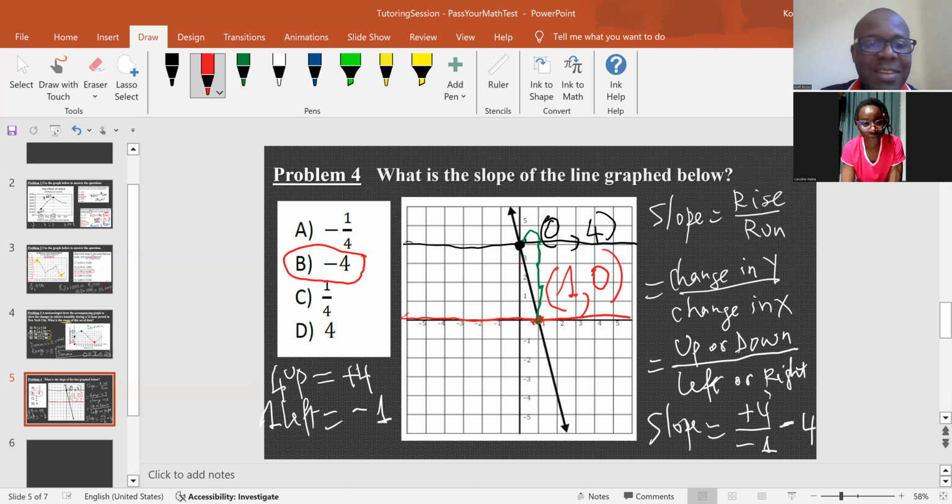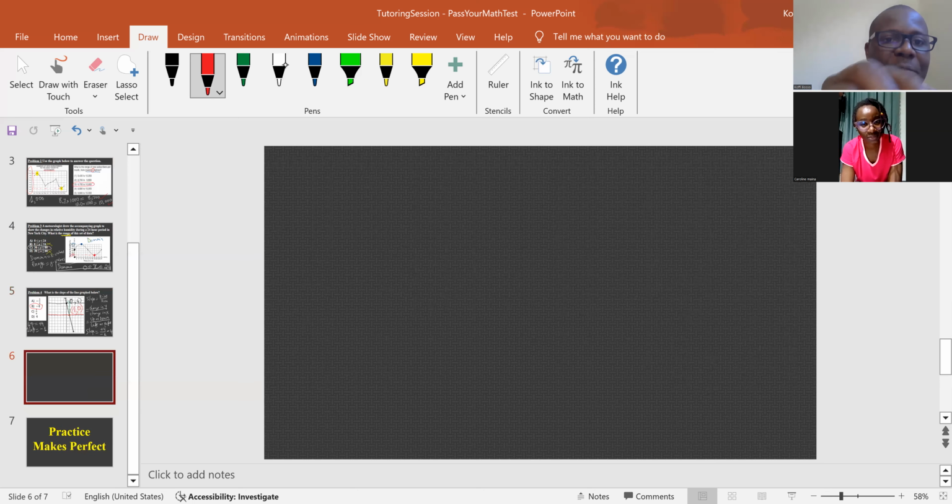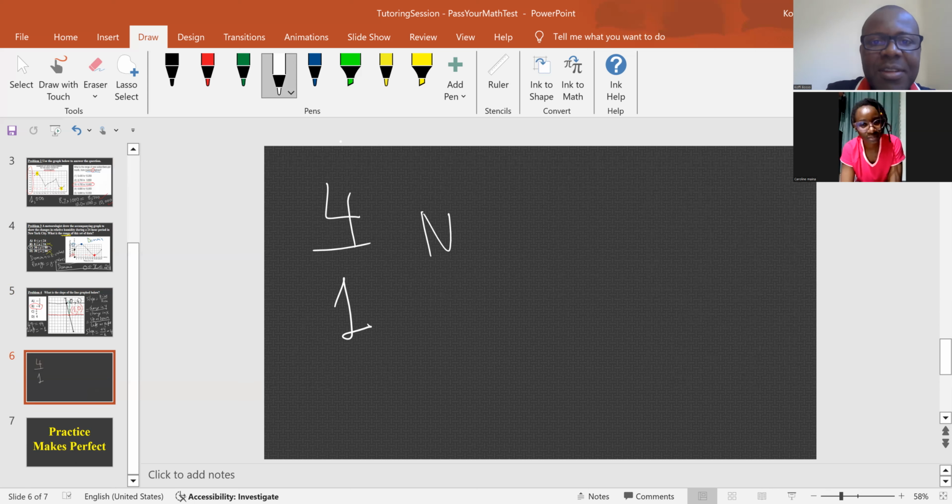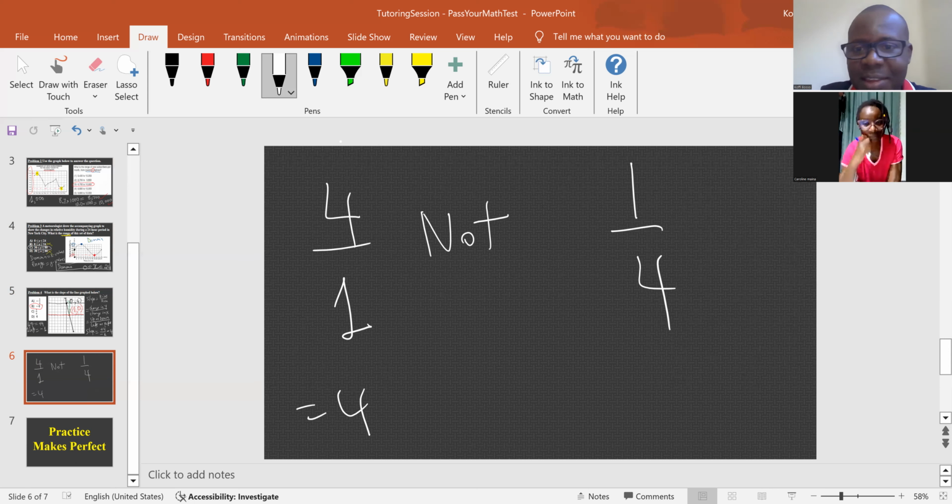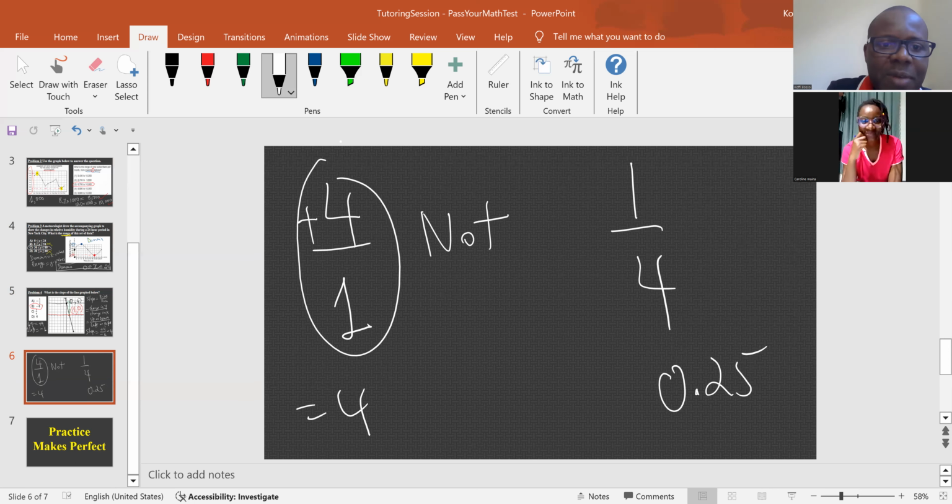But I want you to understand that when you have 4 divided by 1, this is not the same as 1 divided by 4. 4 divided by 1 will give you 4, and 1 divided by 4 will give you 0.25. So they are not the same thing. So 4 divided by 1 will give you 4. But because we say positive divided by negative, that's why the answer is -4.